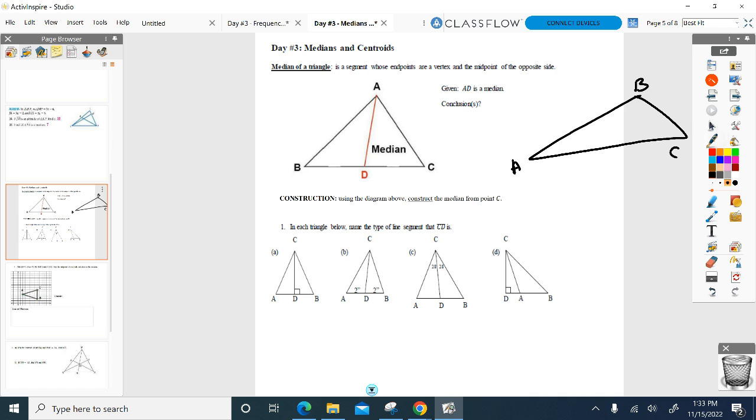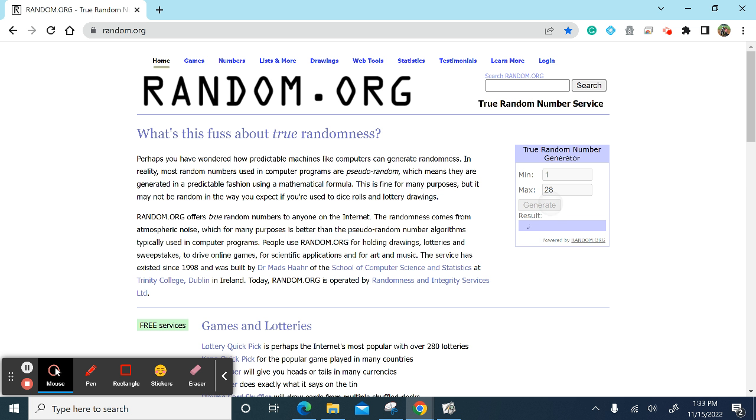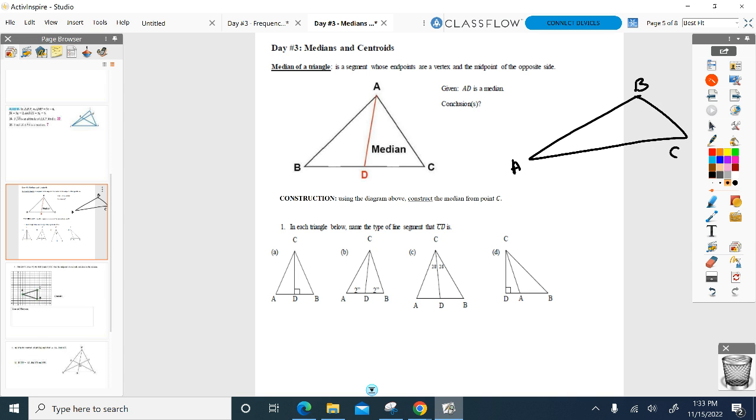You don't have to draw this. Just want to review again. Altitude. Tell me about it. What is an altitude? It's a perpendicular line from a vertex. Forms a right angle. Everyone agrees? Now I'm going to show you what's called a median.